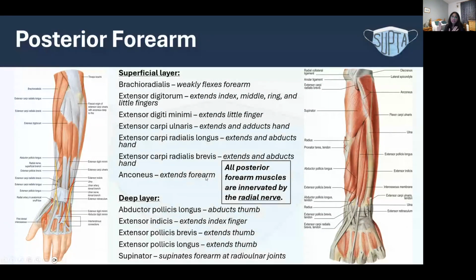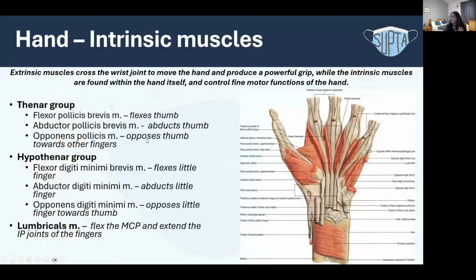And again, posterior forearm, like how our posterior arm was nice and simple, just our triceps innervated by the radial nerve, our posterior forearm is also nice and simple, innervated by the radial nerve. No exceptions here. So now moving on, we have our hand muscles. We have two kinds of muscles in the hand: extrinsic muscles and intrinsic muscles. Our extrinsic muscles are literally the muscles I just told you about, the ones that cross the wrist joint to move the hand, and they're responsible for your flexion, extension, and these major movements.